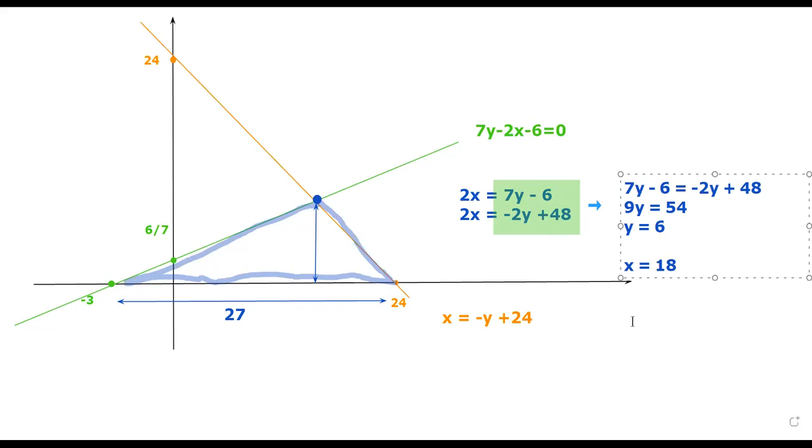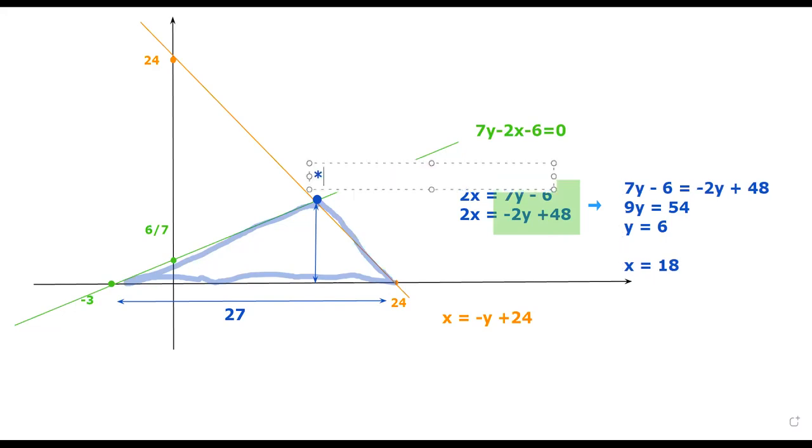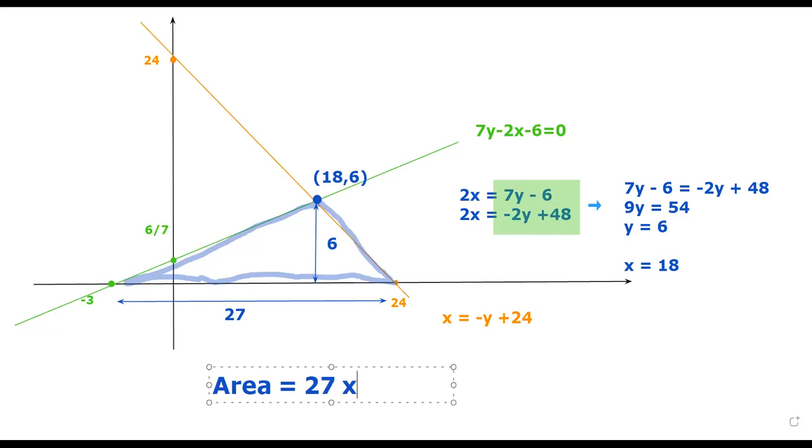But this number is not important, because as long as we know that the y-coordinate of this point is equal to 6, then we know that the height must be equal to 6. So the area must be equal to 27 times 6 divided by 2. So it will be equal to 81. So 81 is our answer.